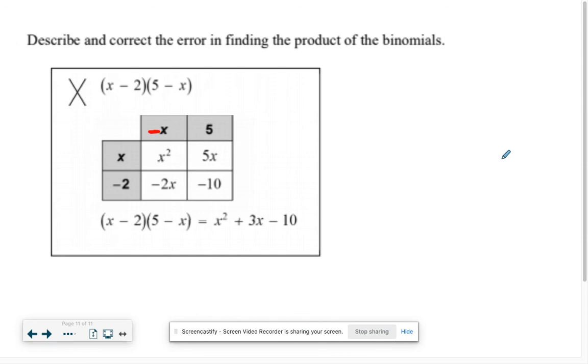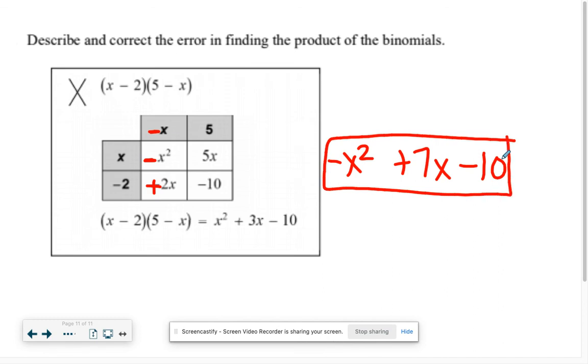So then really, this should be negative x squared, right? And what's a negative times a negative? So that should be a positive 2x. So if we fix our answer, we'll have negative x squared. How many x's should we have? 7. 7. Minus 10. They got the minus 10. They sure did.